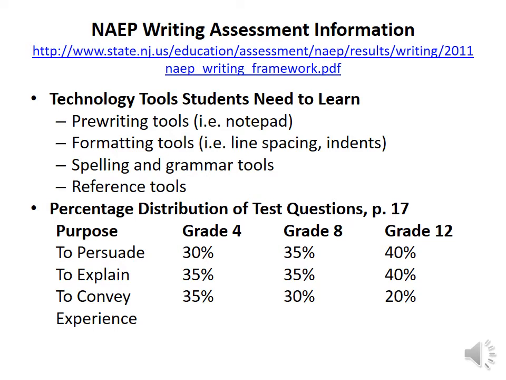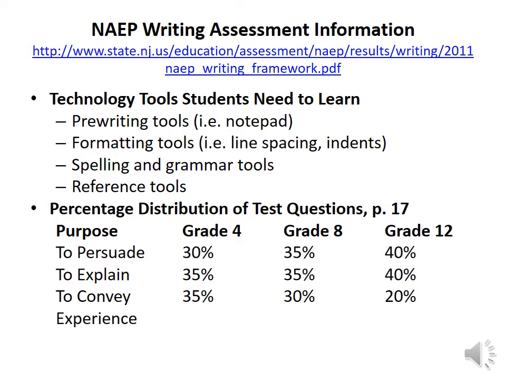Continuing our discussion on technology just for a little bit, some of the technology tools students need to learn are pre-writing tools such as a notepad, and these are just some examples given on that NAEP website. Formatting tools, and we all know about these: line spacing, indents, font size, bold, italics, etc. Spelling and grammar tools, and there's been some debate about why teach spelling if you have spell check on your computer, and perhaps some people think that's absolutely true, and the teaching of spelling is obsolete.